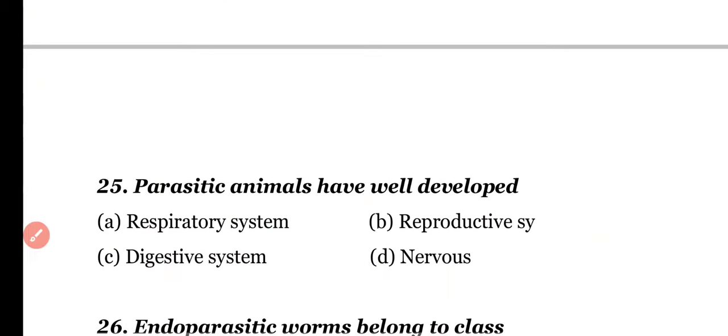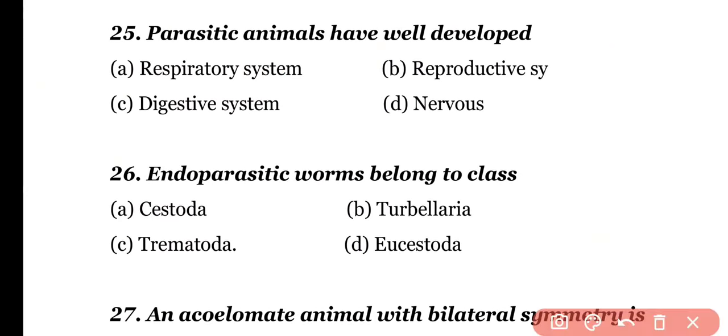Question number twenty-five. Parasitic animals have well developed respiratory system, reproductive system, digestive system, nervous system. So iska correct answer hai option B. Reproductive system yahan pe maine likhna tha. Reproductive system parasitic animals mein well developed hota hai.